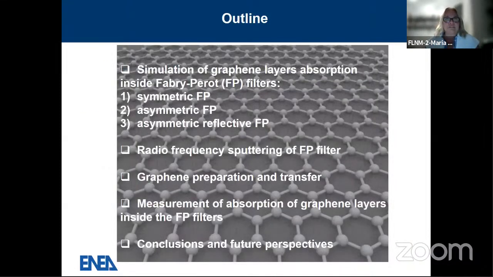The outline of my talk is the following. I will tell you about the simulation of graphene layers in 3 different kinds of filters: a symmetric Fabry-Perot, an asymmetric Fabry-Perot, and an asymmetric reflective Fabry-Perot, giving some insight about the radio frequency sputtering of the filters, about the graphene preparation and transfer, and about the measurement of graphene absorption inside the Fabry-Perot, and giving some conclusions and remarks.